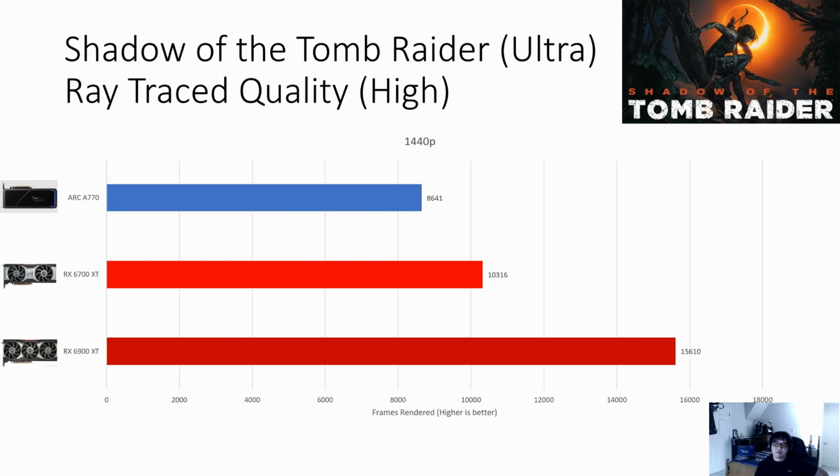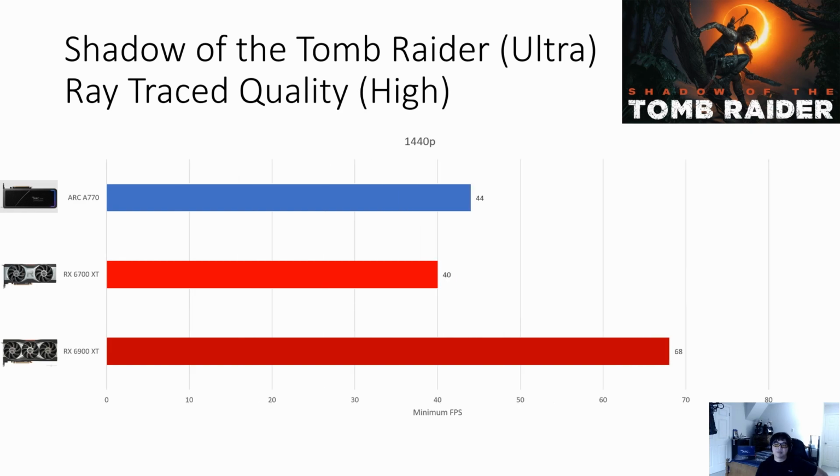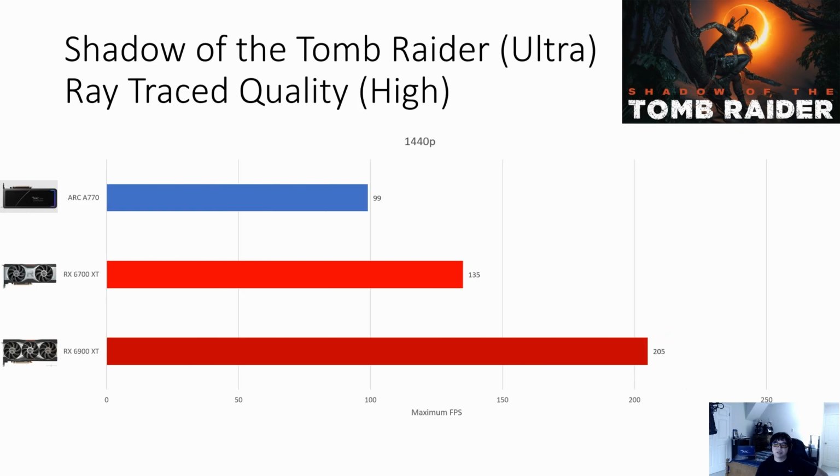And then if we look at the frames rendered, 8,641 for ARC, and over 10K for Radeon, and then over like 15,600 for the 6900 XT. So this kind of shows you like they can push out max frames. That kind of correlates with your maximum and your average typically.